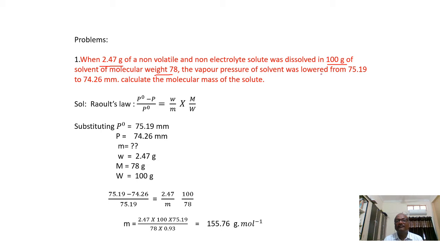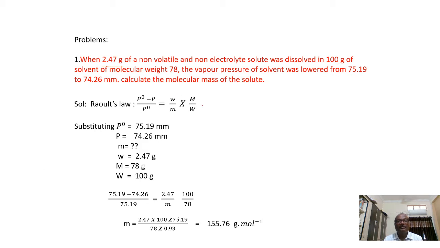The vapor pressure of solvent was lowered from, means this is the vapor pressure of pure solvent, 75.19. Finally, after dissolving the non-volatile solute, the vapor pressure reaches 74.26, means this is the vapor pressure of solution. So the vapor pressure of solvent is 75.19 mm and the vapor pressure of solution is 74.26 mm. Then it asks you to calculate the molecular mass of the solute.